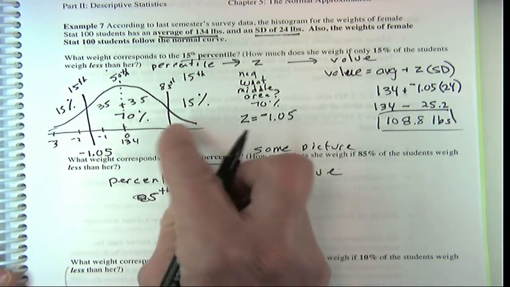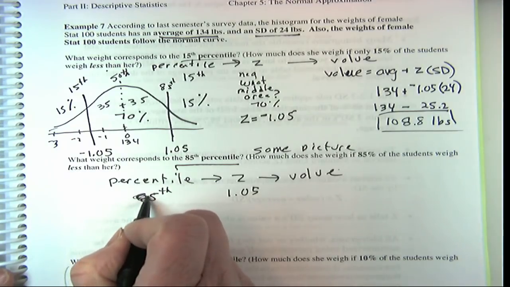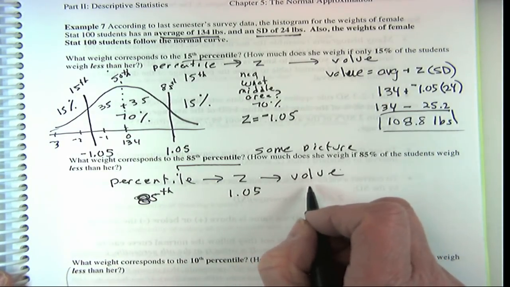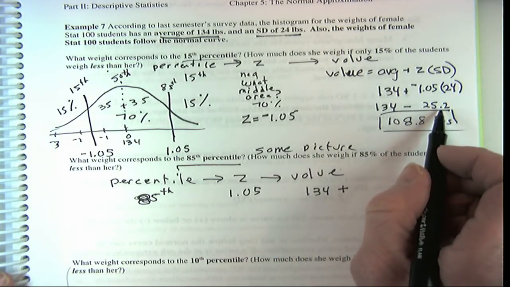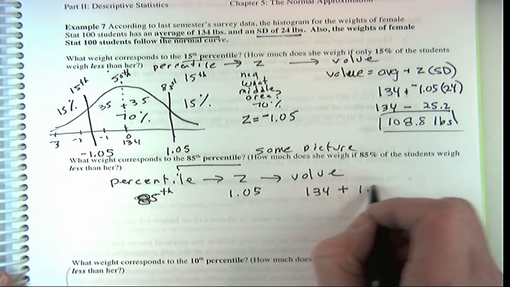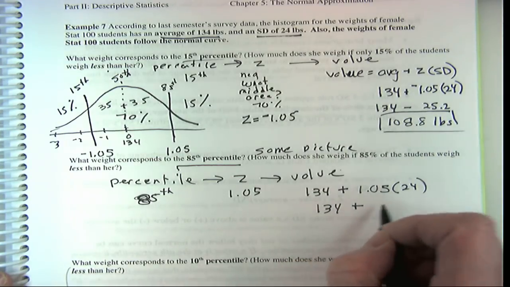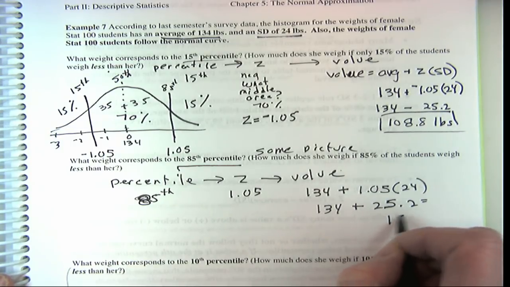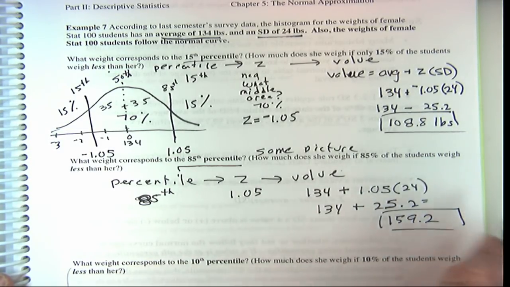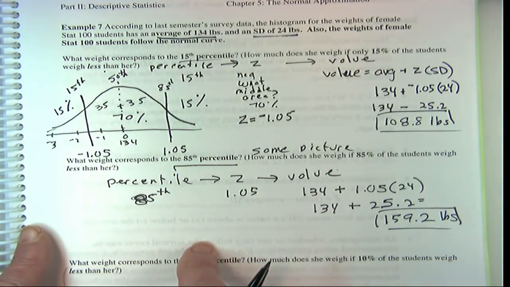So we get 1.05. It's positive because it's above. That says 85. And so now what are we going to do? We're just going to start at the average, 134, and instead we're going to add 25.2 pounds, 1.05 times 24. So that's 134 plus 25.2, and we get 159.2 pounds. So the basic idea is that there's a symmetry here.